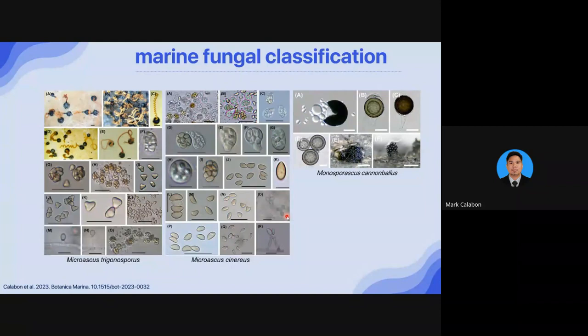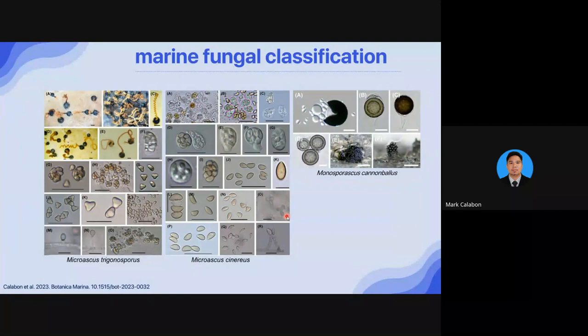And we also incorporate new morphology. For example, in old papers, they did not include morphological data of that particular taxa, no? So we tried to observe them and ask the particular group to provide us morphological data that we will supplement on the updated classification of marine fungi. So for example, you have Microascus trigonosporus and cinereus. These are from our Chinese collaborators. We also have Monosporascus cannonballus, a unique marine fungus.